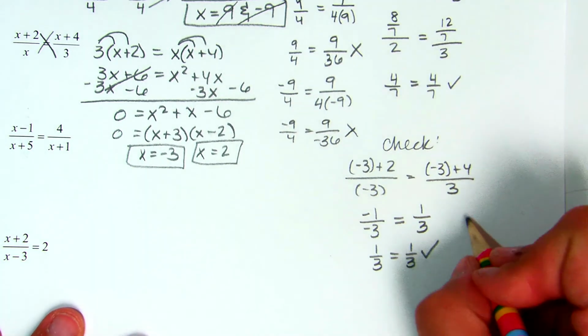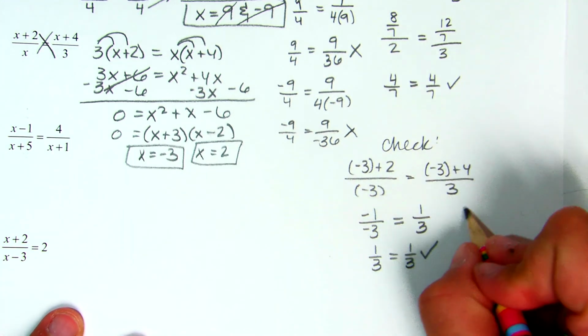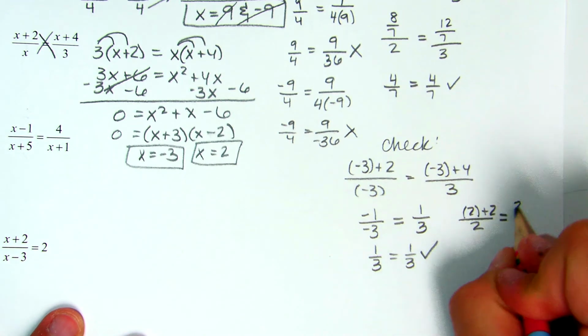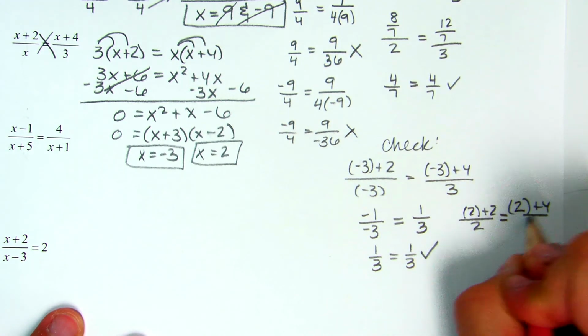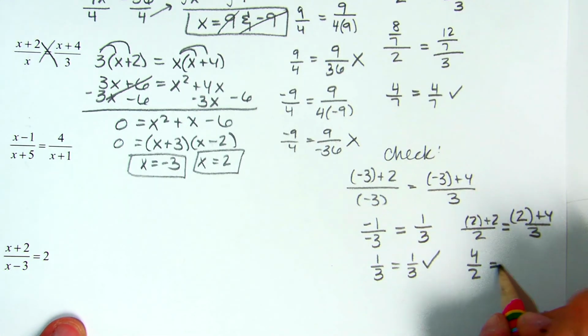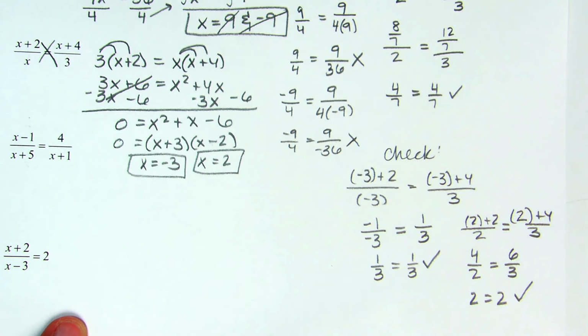All right, now I'm going to check my second answer choice, 2. So 2 plus 2 divided by 2 is equal to 2 plus 4 divided by 3. 2 plus 2 is 4 over 2. 2 plus 4 gives me 6 over 3. 4 divided by 2 is 2. 6 divided by 3 is 2. So both answers are valid.